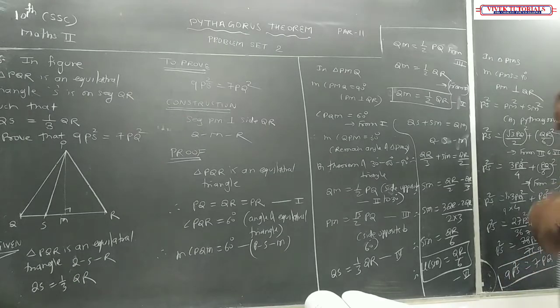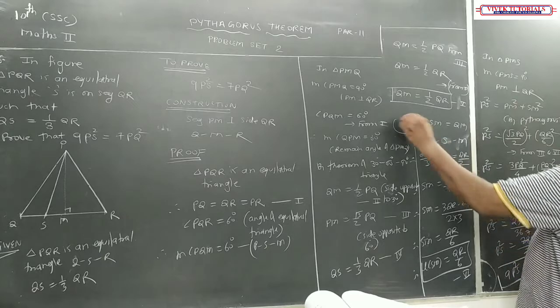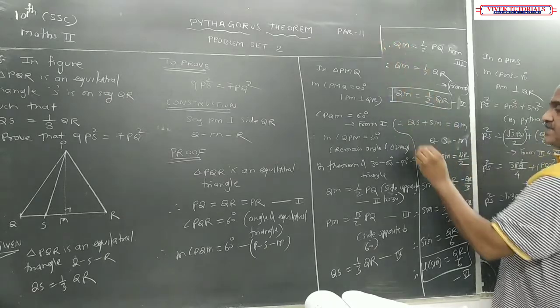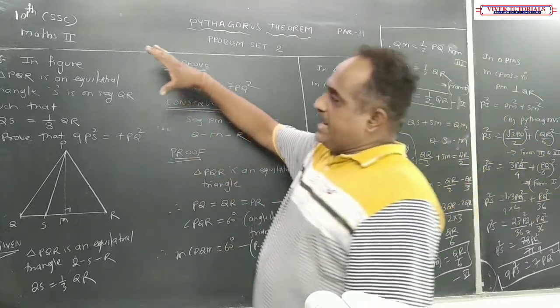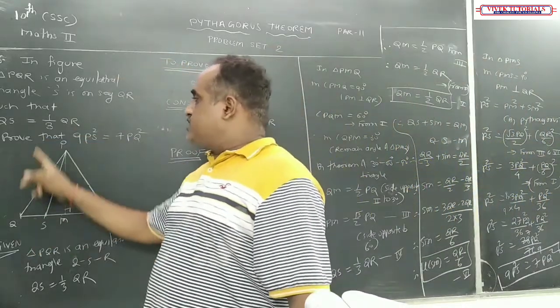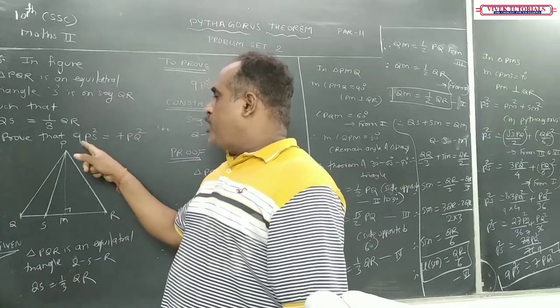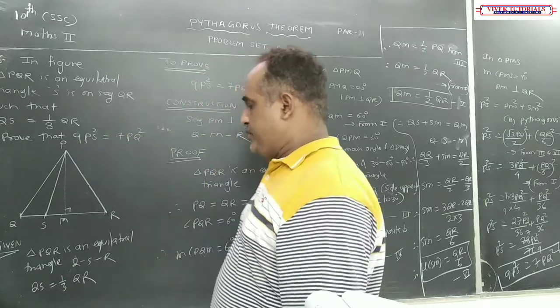Student, I am going to revise it once again. और आपको अच्छी तरह समझना है किस तरह से हमने ये क्वेश्चन को किया. First of all, what is given to you? It is an equilateral triangle. QS is 1/3 of QR, and what you have to prove is 9 PS square is equal to 7 PQ square.